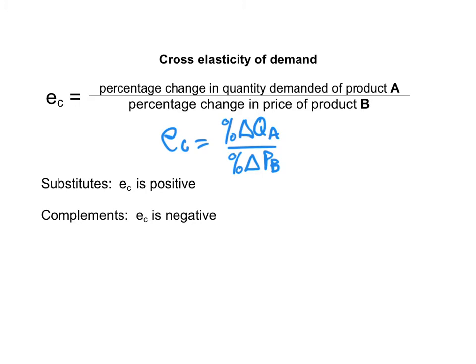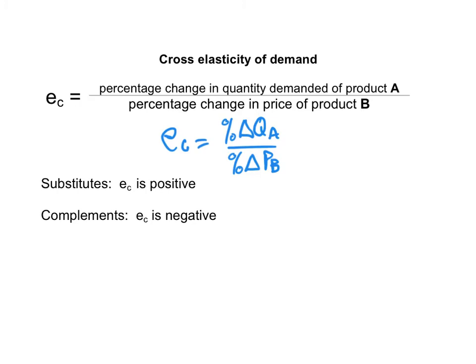So it's the percentage change in the quantity demanded of product A, in other words, the one that we are focusing on, in response to a percentage change in the price of a related product, which we will call product B. Now, the sign of the coefficient is important.